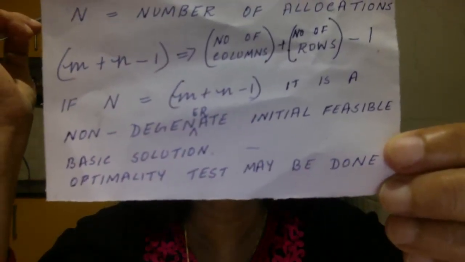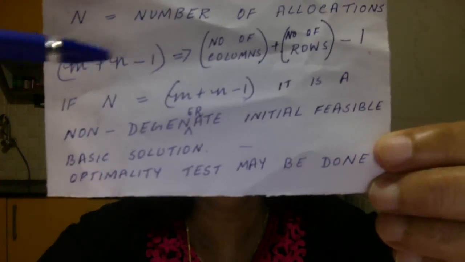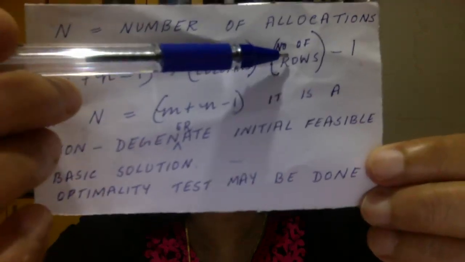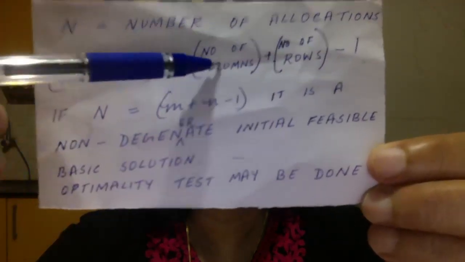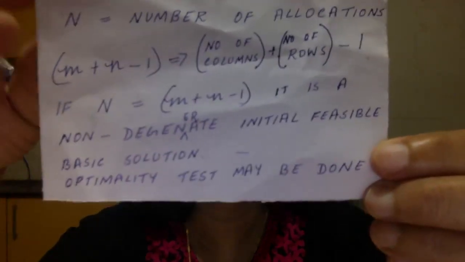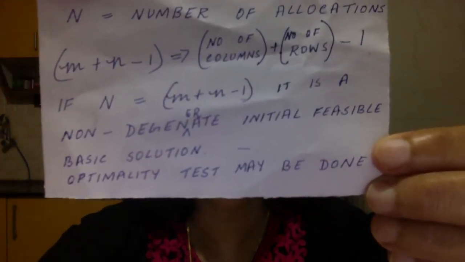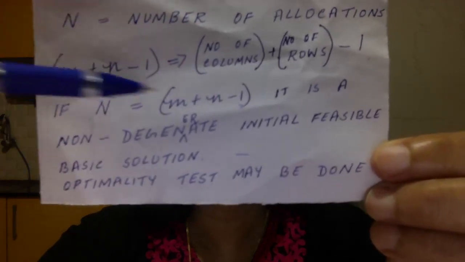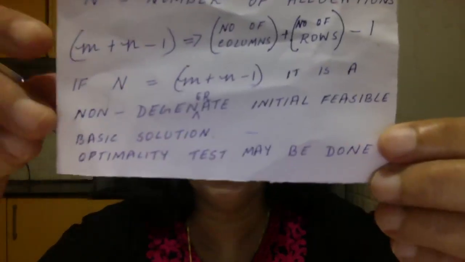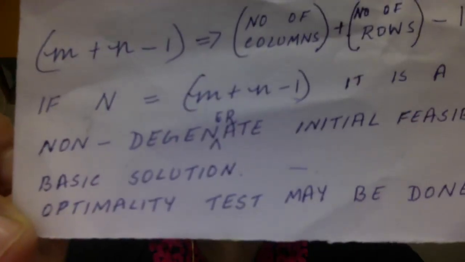M plus N minus 1 is equal to columns of 4, rows of 4 minus 1. 4 plus 4 is 8, minus 1 is equal to 7. Therefore, if n is equal to m plus n minus 1, then it is a non-degenerate problem. Non-degenerate initial feasible basic solution. We can do the optimality test.